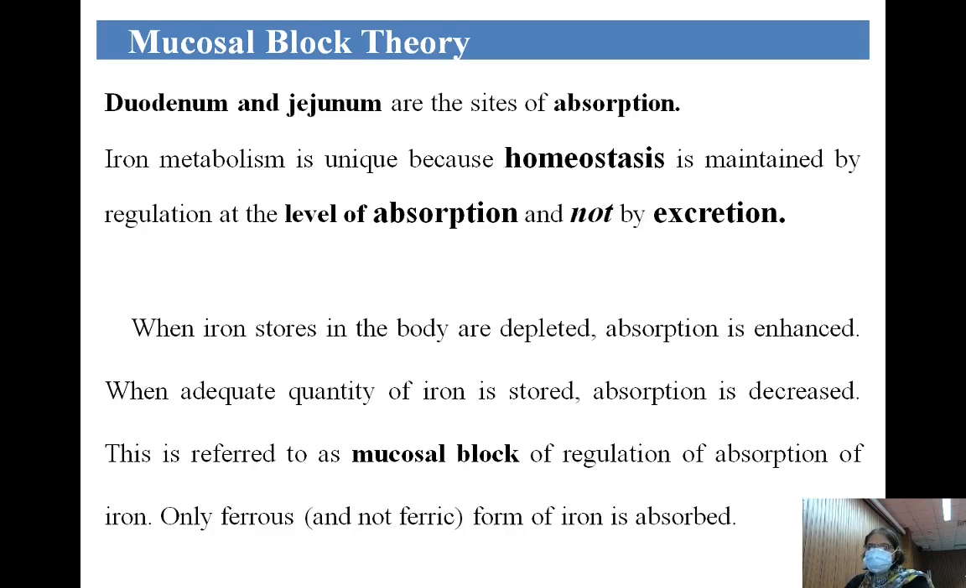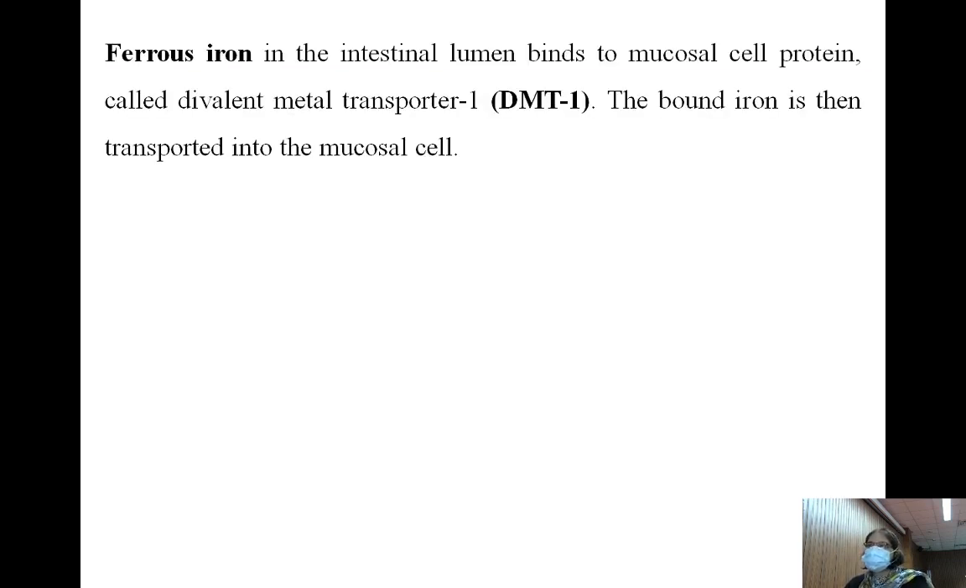This is referred to as the mucosal block, the regulation of the absorption of iron. Only the ferrous form of iron is absorbed, not the ferric form. Ferrous iron in the intestinal lumen binds to a mucosal cell protein called divalent metal transporter 1, DMT1.